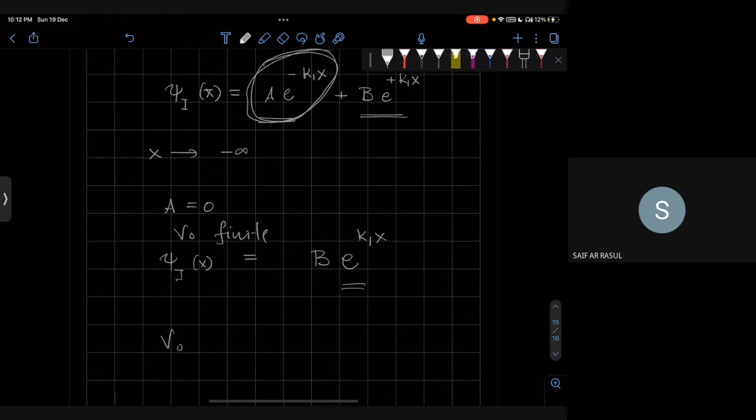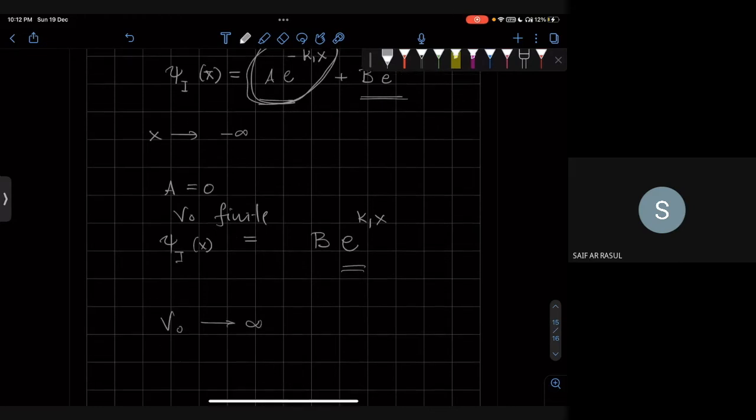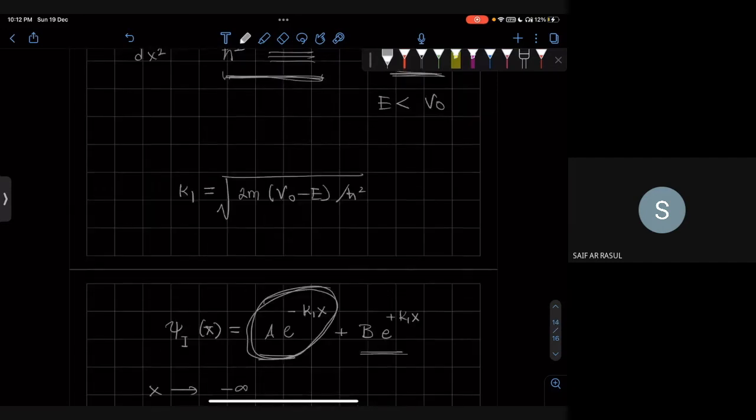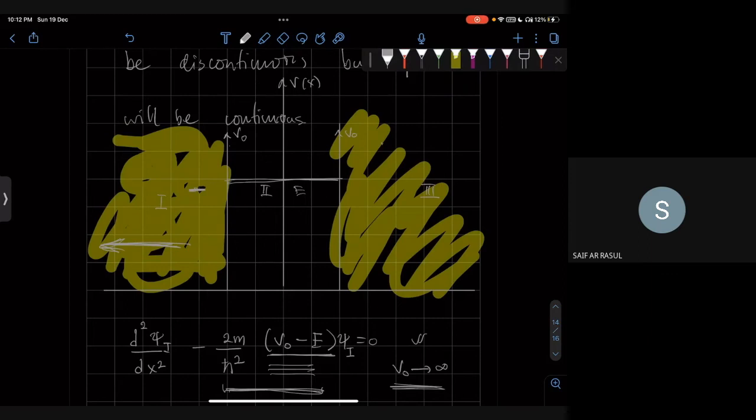But if I take V0 to infinity, then this factor becomes arbitrarily large. So for any negative value of x, this goes to 0, right? So in the limit V naught goes to infinity, the wave function must be 0 in this region. Does that make sense? Yes, sir. So by similar logic, the wave function must be 0 here as well. Okay?